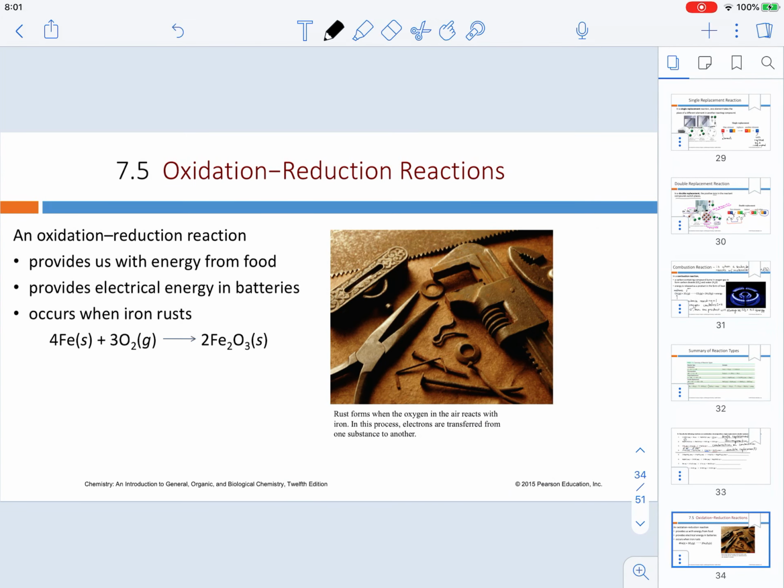Now, the next set of reactions that we're going to talk about is oxidation reduction reactions. Understand that these are not a brand new set of reactions. Oxidation reduction reactions are part of combination reactions, decomposition reactions, and single replacement reactions.